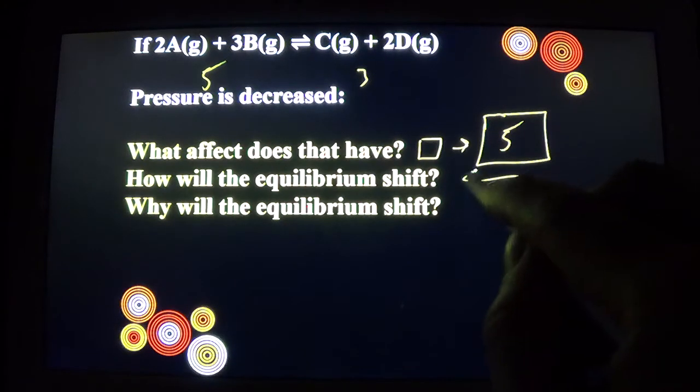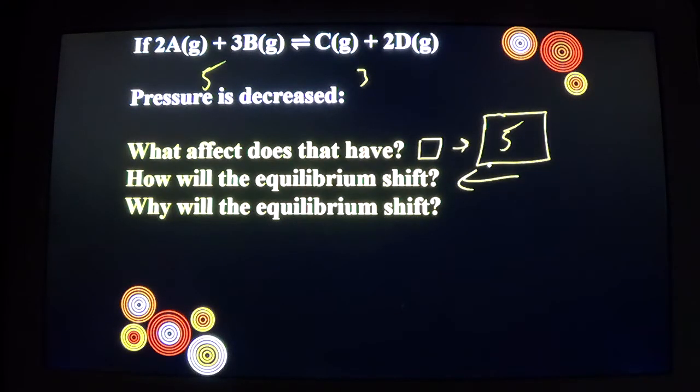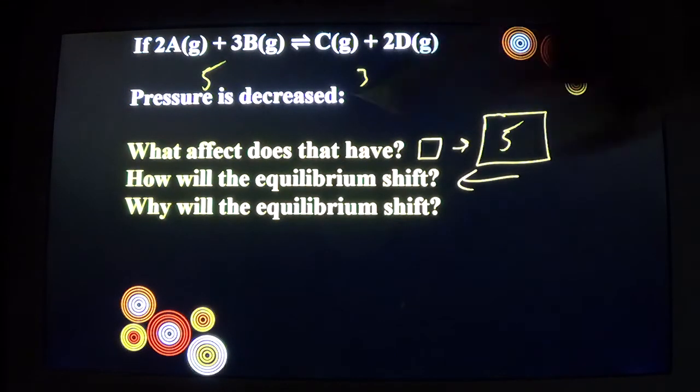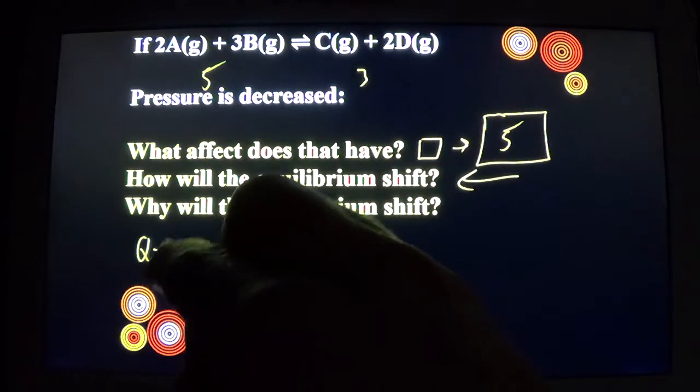We would say it's a shift to the left. We could draw a left arrow. We could write the words shift to the left. We could write shift to use up products and make more reactants. We could say lots of things. As long as you're indicating it correctly in terms of the direction, you've got it. Why will the equilibrium shift? Again, I need my little mental doodle.